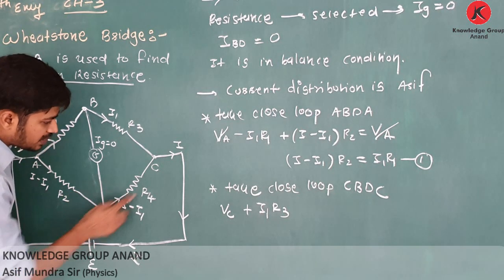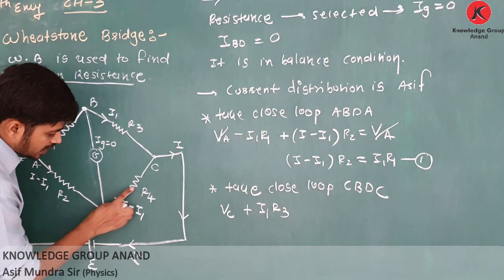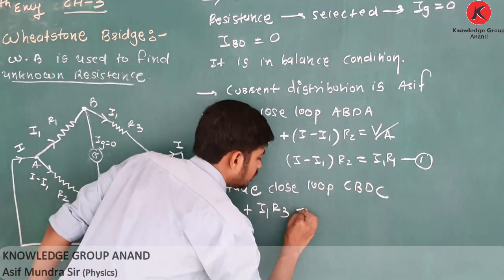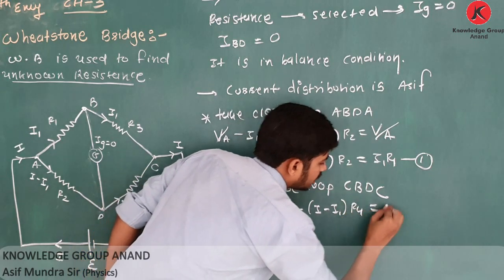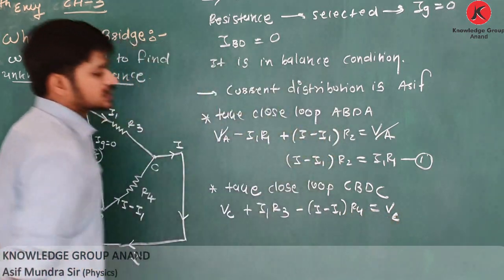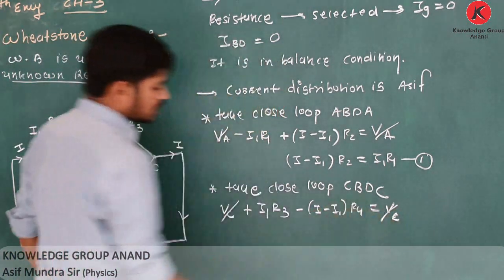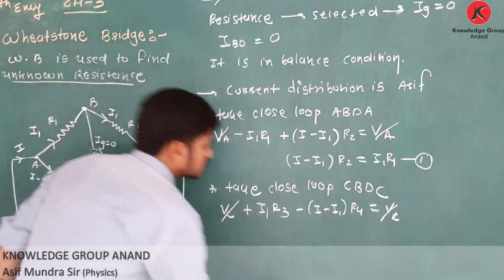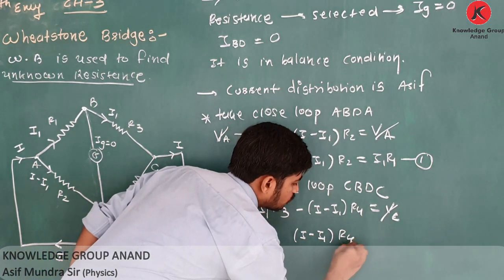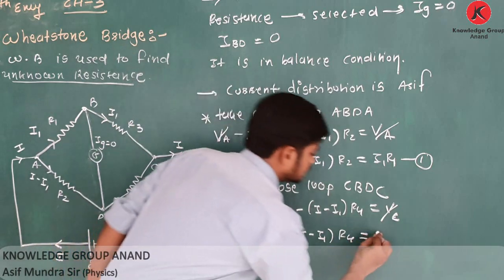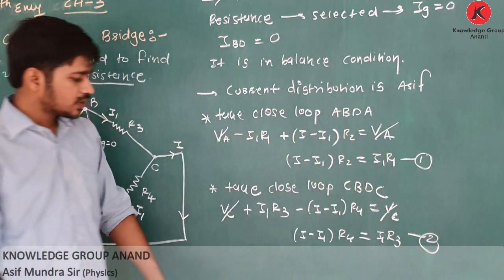Then from D to C, resistance R4, current I minus I1, and we are moving in the direction of current, so it is obviously minus (I minus I1) R4. We reach point C, which gives VC again. So I can write this equation as (I minus I1) R4 equals I1 R3. That is equation number 2. Clear about this?